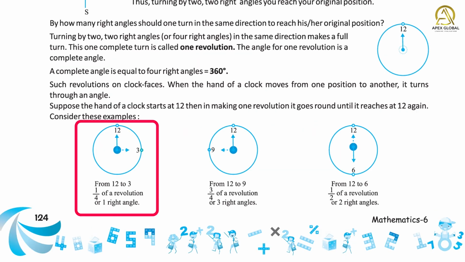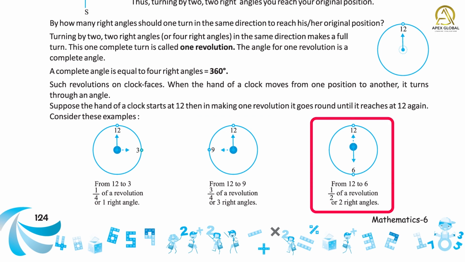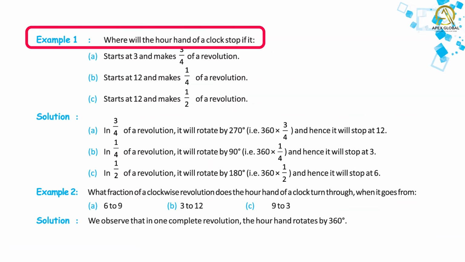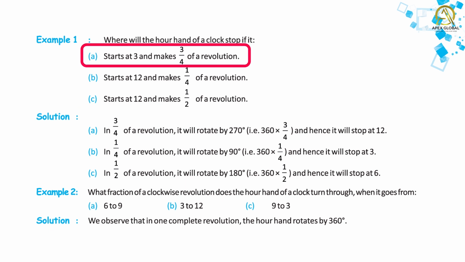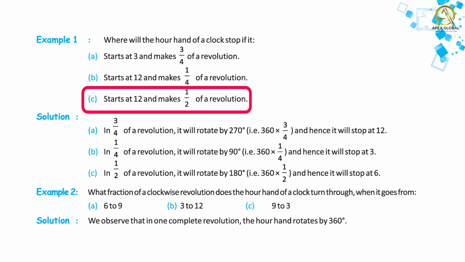From 12 to 3, 1/4 of a revolution or 1 right angle. From 12 to 9, 3/4 of a revolution or 3 right angles. From 12 to 6, 1/2 of a revolution or 2 right angles. Example 1. Where will the hour hand of a clock stop if it A. starts at 3 and makes 3/4 of a revolution, B. starts at 12 and makes 1/4 of a revolution, C. starts at 12 and makes 1/2 of a revolution?